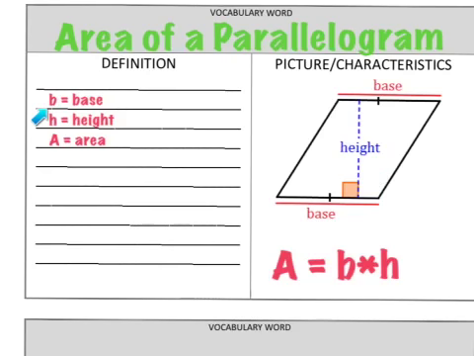Well, let me go through some of the letters. B is going to stand for base. The base is going to be the same length on a parallelogram, top and bottom. H is going to be your height. How tall is it? What is the height? And A stands for area. So to find the area of this parallelogram, you just multiply whatever your base is times your height. Not both bases. Don't multiply both the bases. Just pick one. They'll be the same. And multiply that by the height.